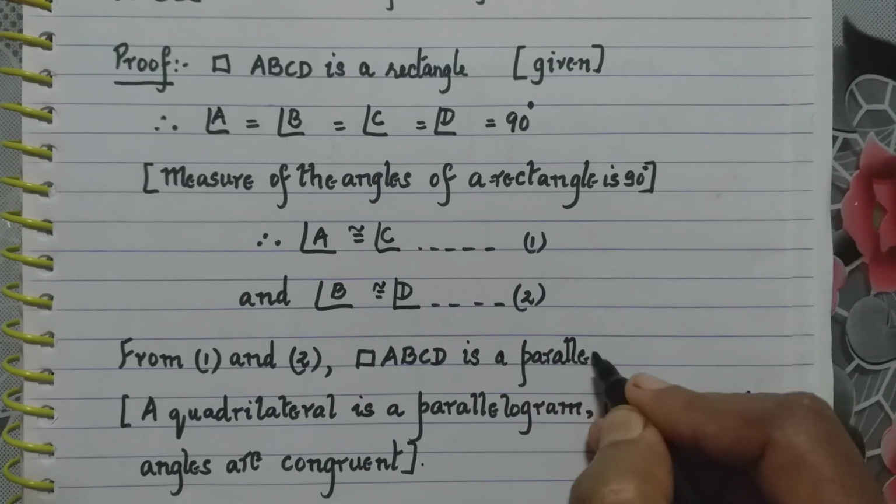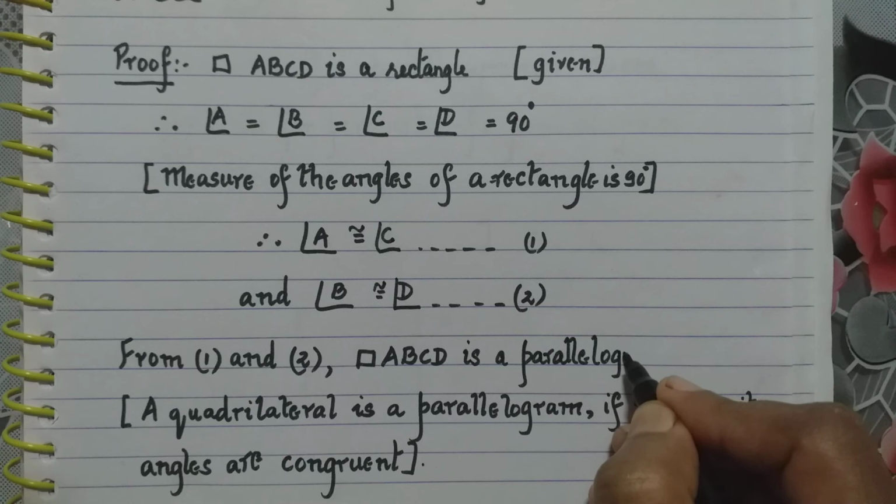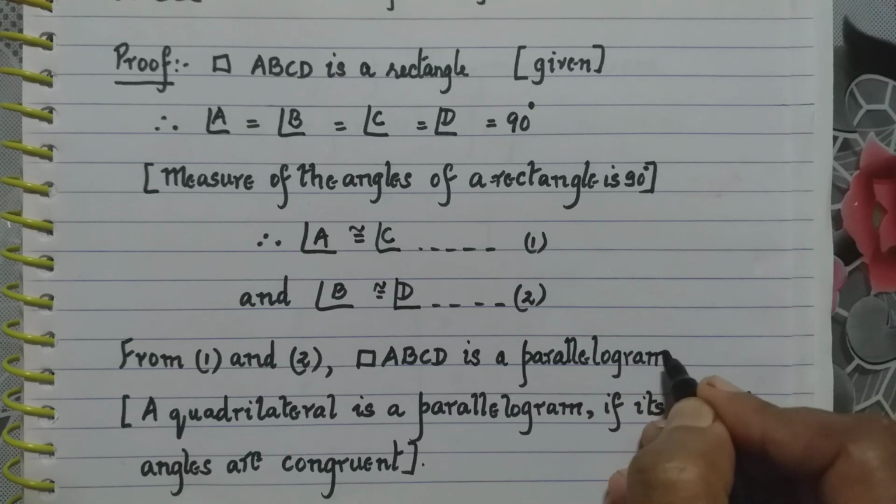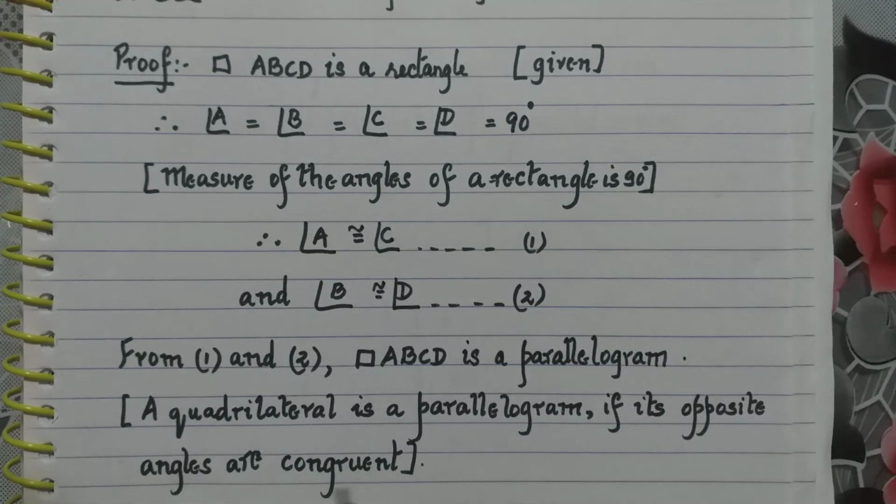How did we confirm it is a parallelogram? By using the opposite angles test, which states that a quadrilateral is a parallelogram if its opposite angles are congruent.